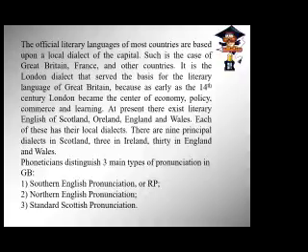At present, there exist literary English of Scotland, Ireland, England, and Wales. Each of these has its local dialects. There are 9 principal dialects in Scotland, 3 in Ireland, 30 in England, and Wales. In Great Britain: Southern English pronunciation or RP, Northern English pronunciation, Standard Scottish pronunciation.